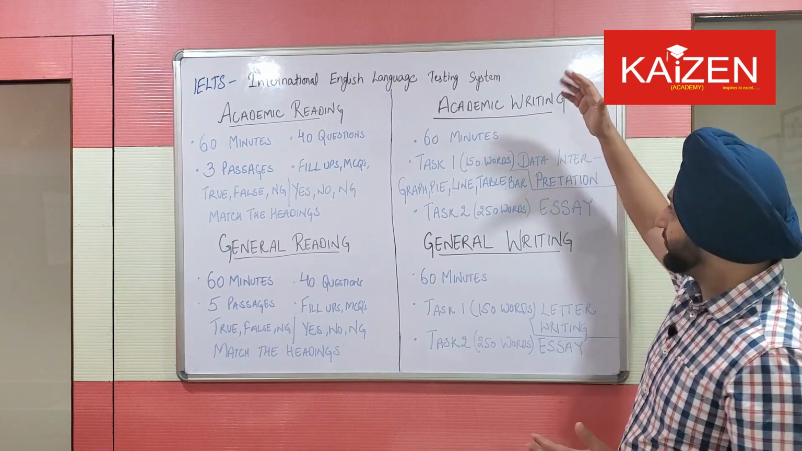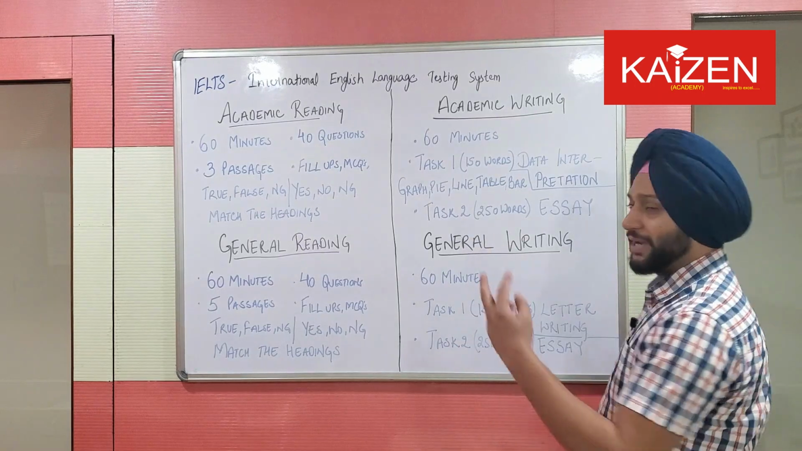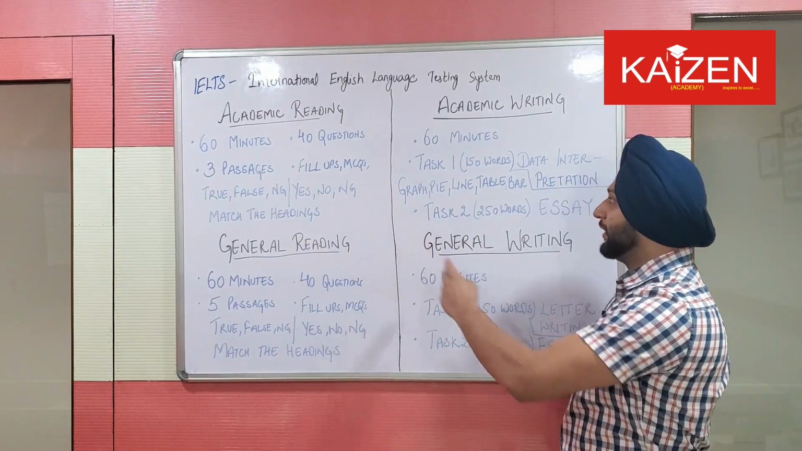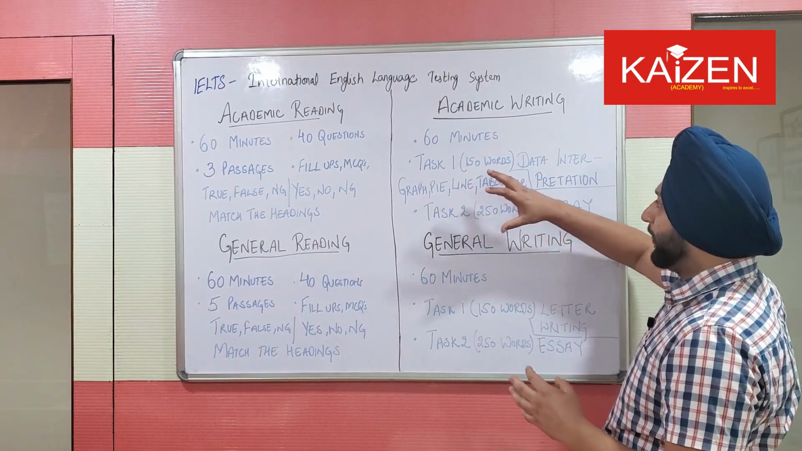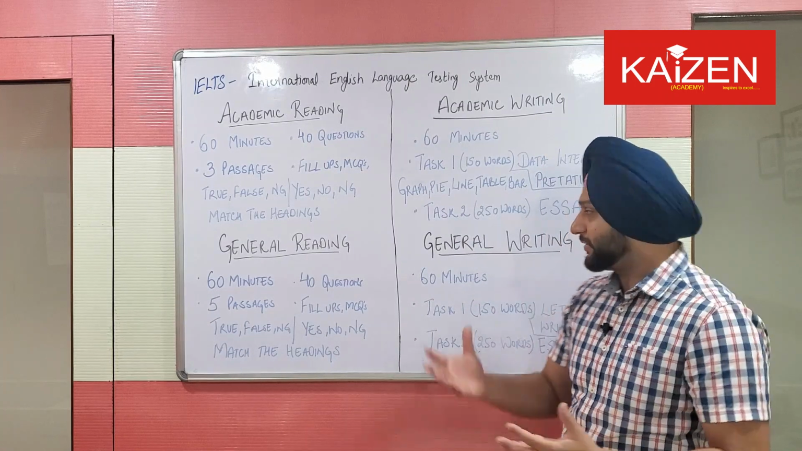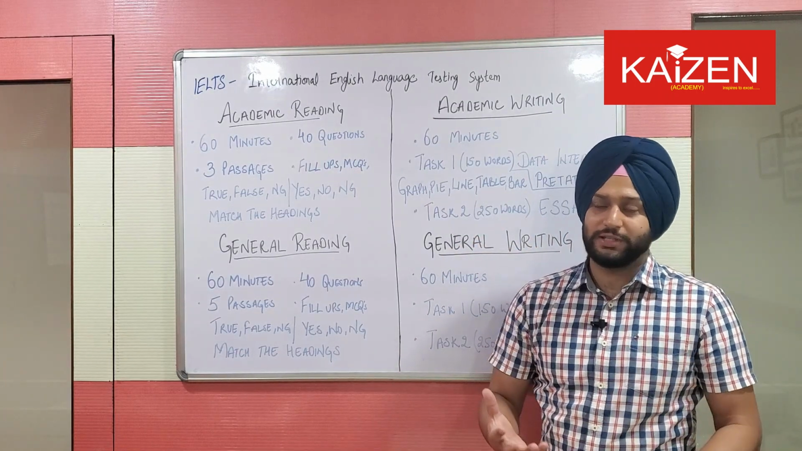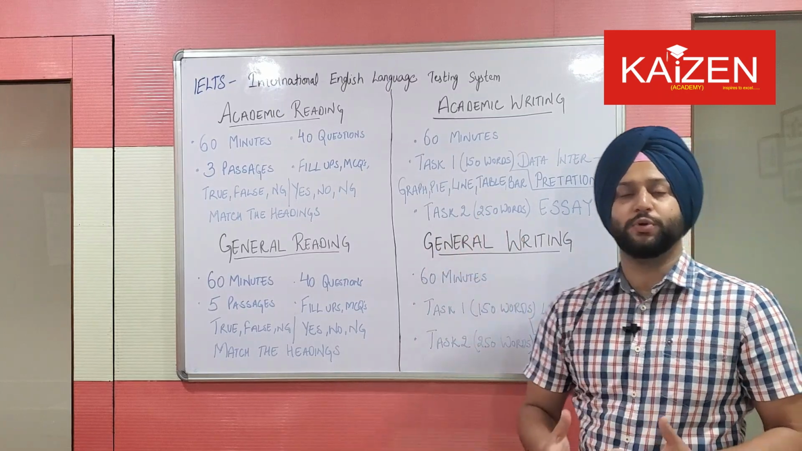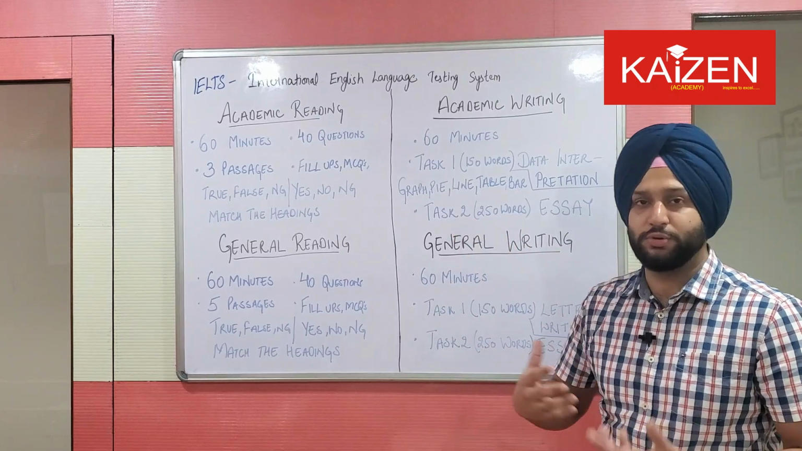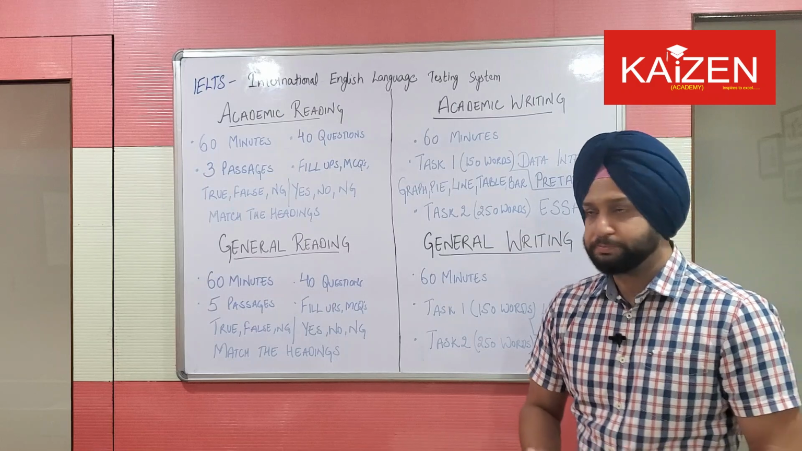Academic writing is for 60 minutes. That is a total of 1 hour. And it comprises 2 tasks, task 1 and task 2. Task 1 is for about 20 minutes, and task 2 should be given 40 minutes. And yes, obviously, task 2 carries more weightage, because the number of words you have to write in task 2 are more than the number of words to be written in task 1.